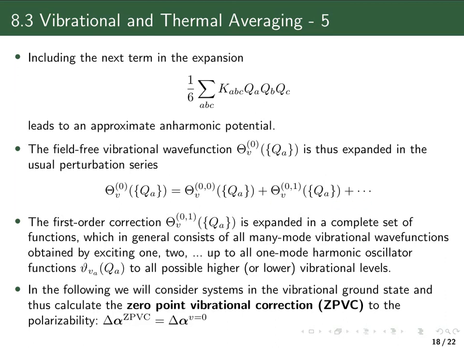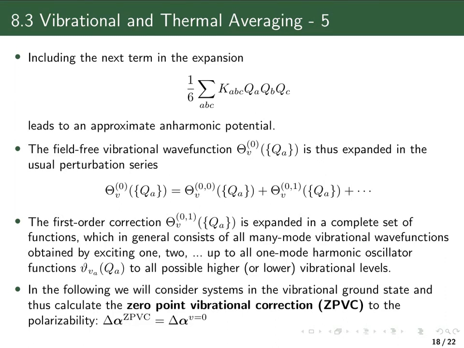Now, like normally in perturbation theory, we expand the first order correction again in a complete set of functions, which are all excited in some way or another. All these functions here are many-mode wave functions. So they are product functions over harmonic oscillator wave functions for each of the normal modes, each of the normal coordinates. And excited means then that I can excite each one of them separately.